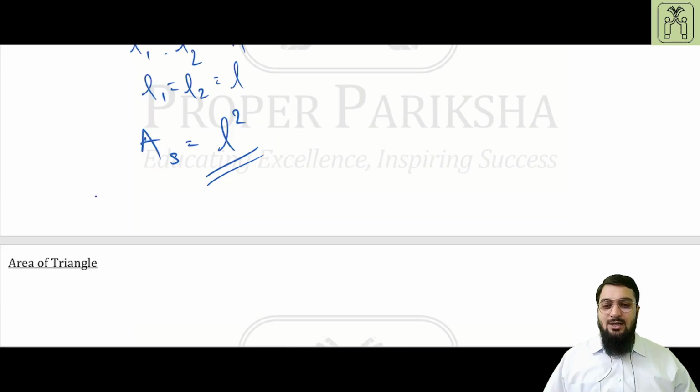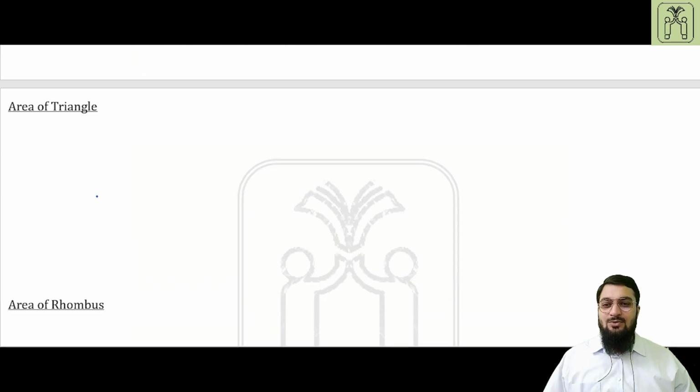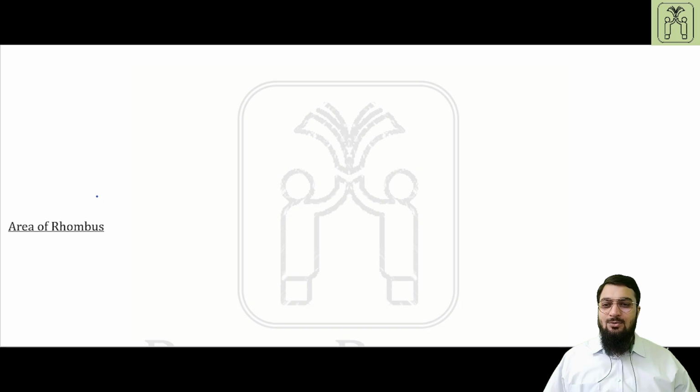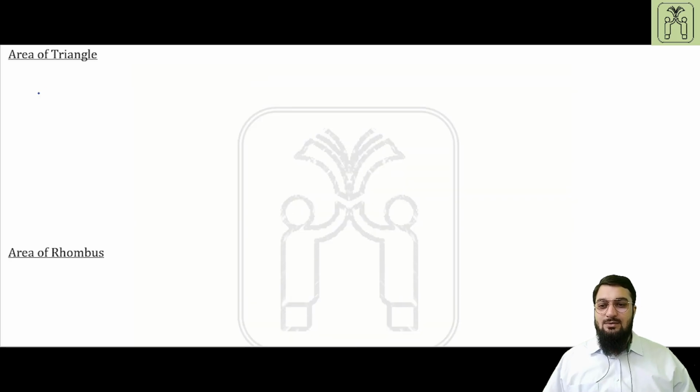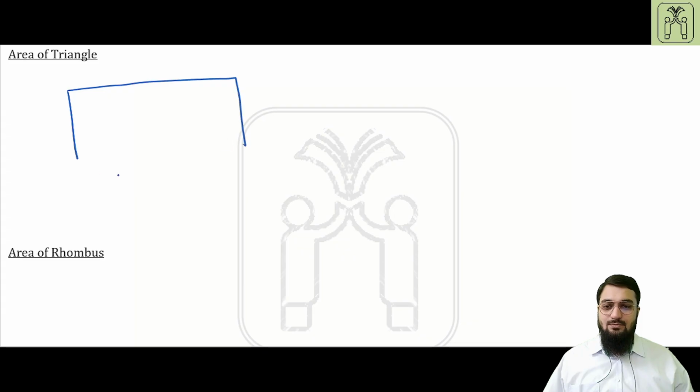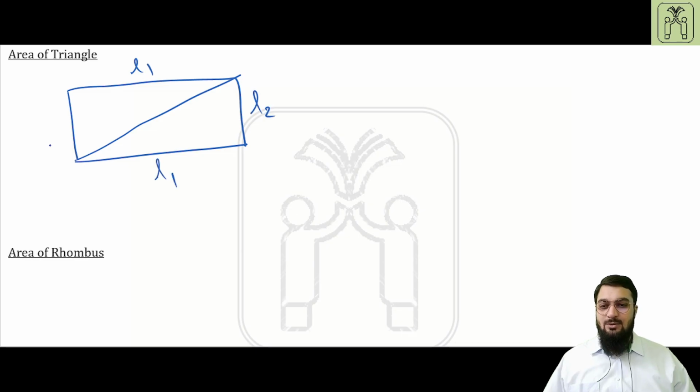Area of a triangle, how do we come to that? We can divide the rectangle into two triangles. For example, I have this rectangle and I will divide it into two triangles. This side is L1, and this side is L2. Similarly, this one will be L1 and this one will be L2. The angles are 90 degrees.